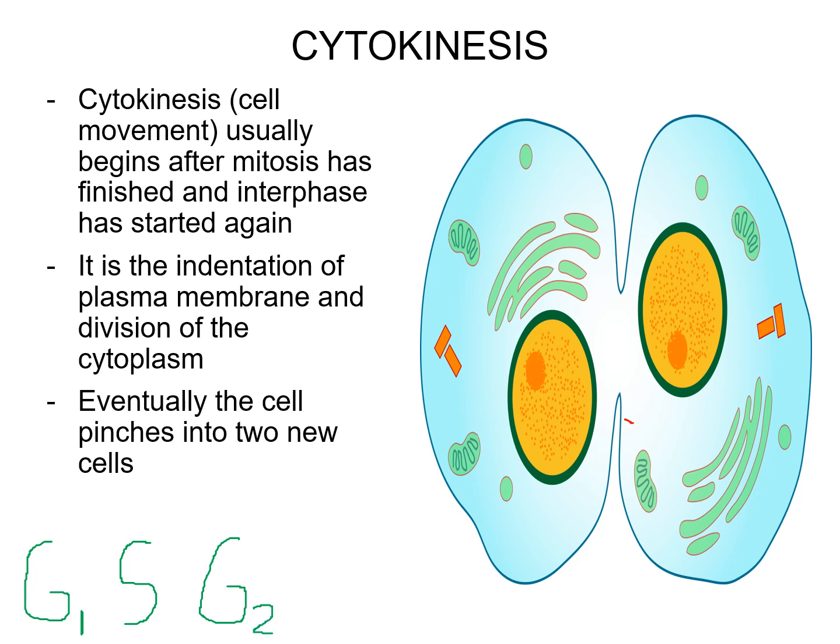Then we go into mitosis, which is our PMAT. We have prophase, metaphase, anaphase, telophase. And then last but not least, we have to split the rest of the cell. So PMAT just splits the nucleus. We have to split the rest of the cell, and that's called cytokinesis. So G1, S, G2, PMAT, CK, now you know the whole order from beginning to end of how a cell makes two identical daughter cells.